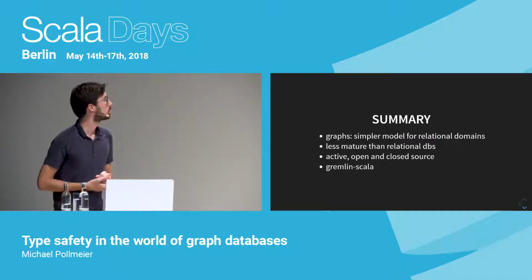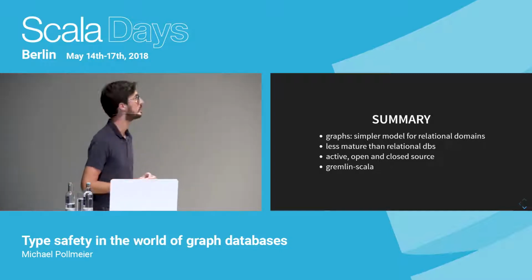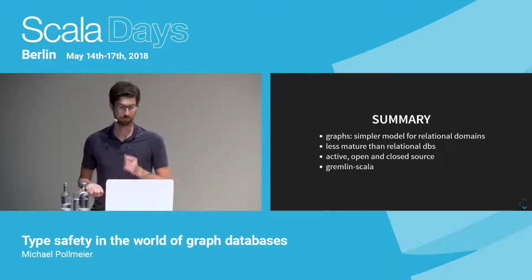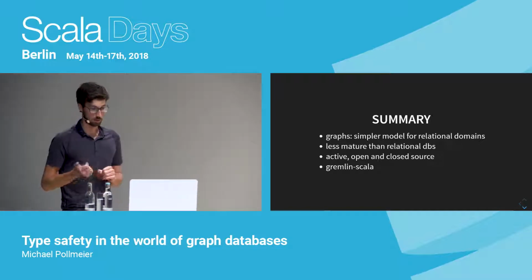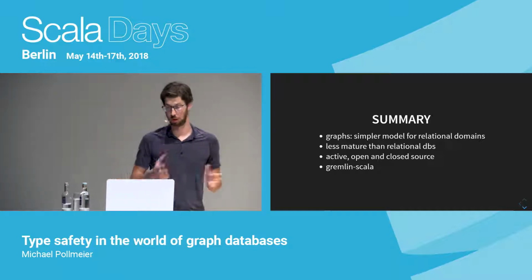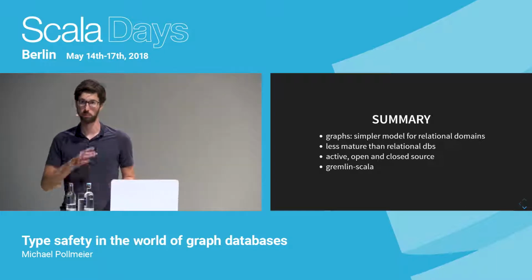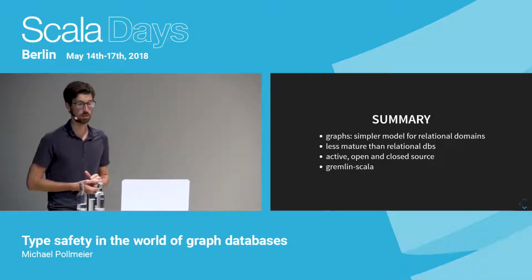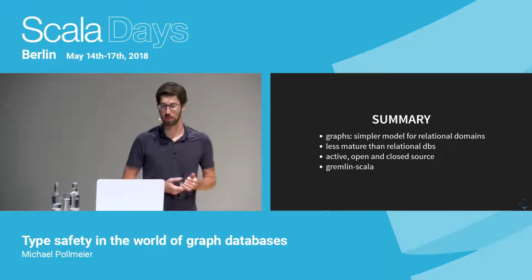So, summary. We talked about graphs. I think they're fundamentally a much simpler model than relational databases. Relational databases have the wrong name because they're actually not that great for relational domains. Graph databases are far less mature. Depending on the use case, for our use case, graph DBs are perfect, and relational DBs would be very bad. Your mileage may vary. It's a very active field, in the open source as well as in the closed source. There's lots of stuff going on.